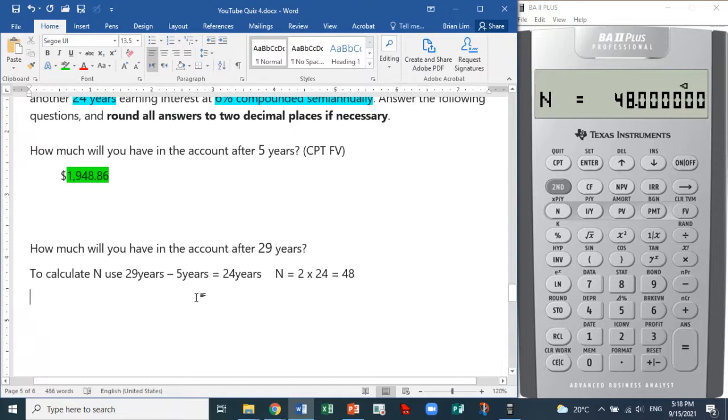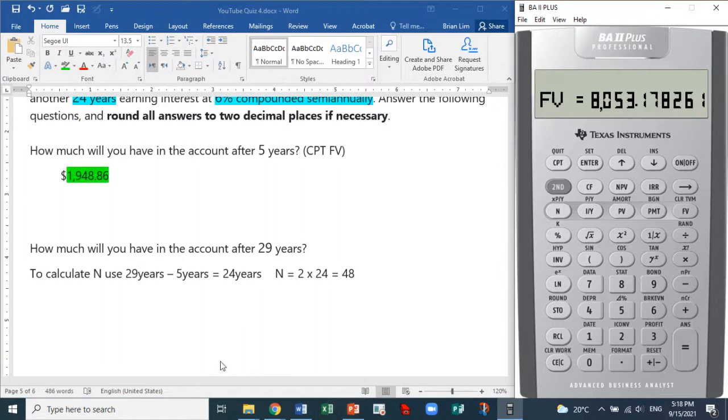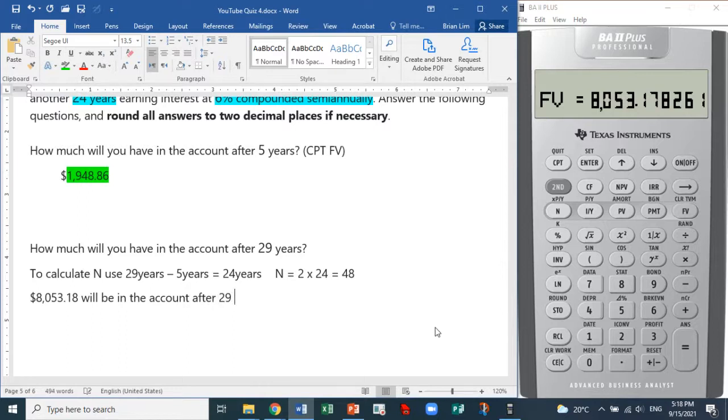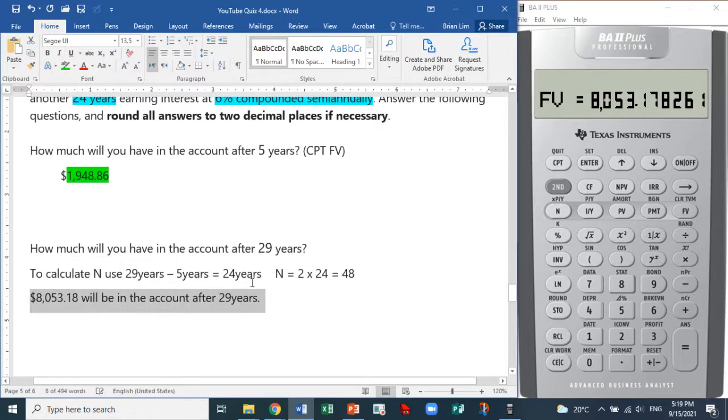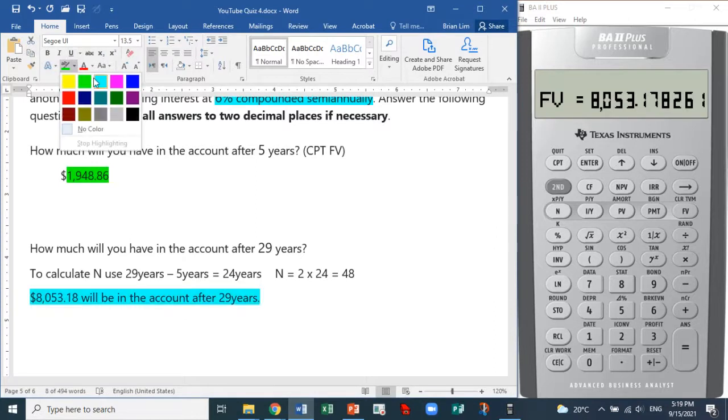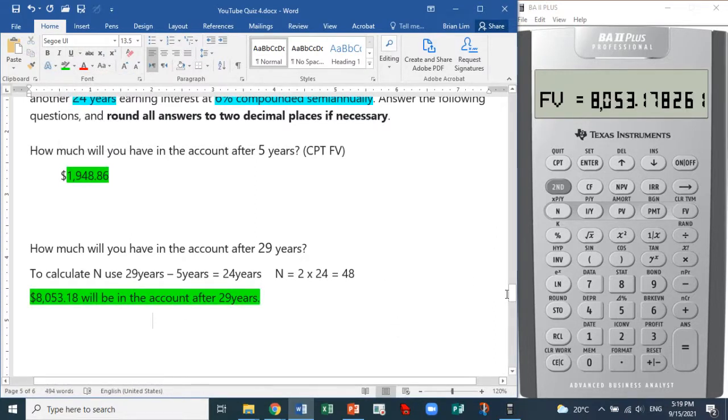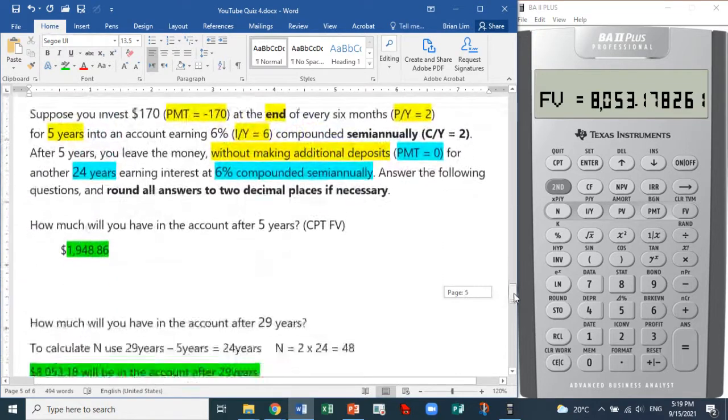All right, great. Now, how much will be in the account? So the answer was, let's recall the future value. So this amount, 8,053.18, will be in the account after 29 years. Okay, so that would be the answer. Maybe we can put it in green so that we know what our answers are. So that is it. That is question number 5.